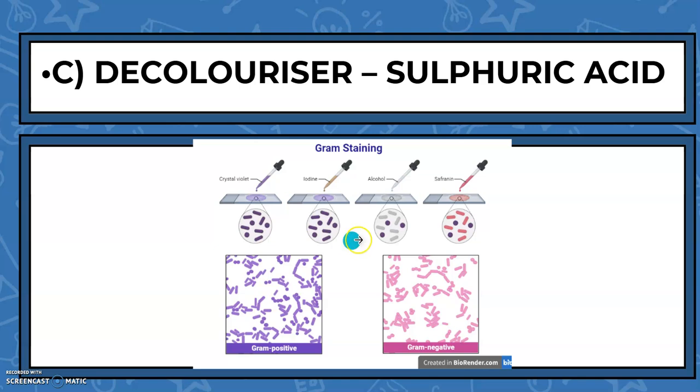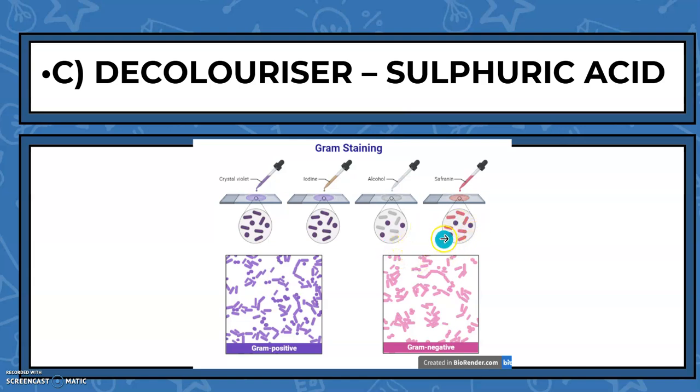And when we use the decolorizer alcohol, the gram negative cells will be decolorized. That is, the outermost lipid layer or the outer membrane, which is lipid rich, will be washed off with the lipid solvent alcohol. So only the gram positive cells will retain the color, and the gram negative cells will wash off the color of the primary stain.